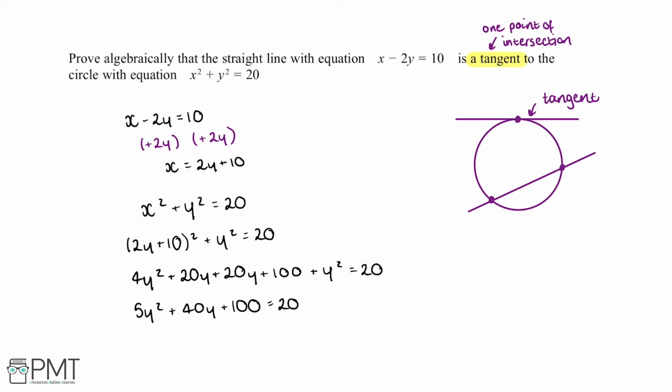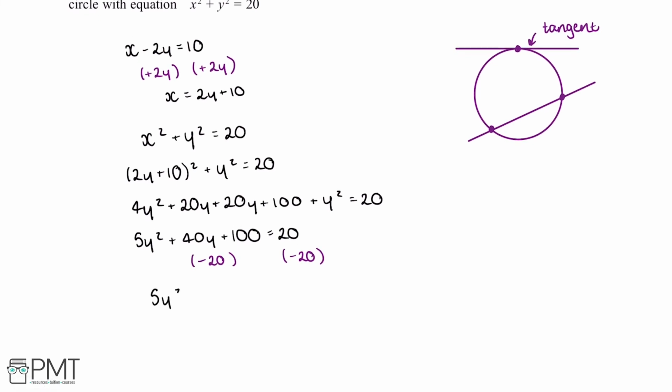So as we can see, we've formed a quadratic equation here. However, in order to solve this, we'll need to make it equal to 0. So we can minus 20 from both sides of the equation. And this gives us that 5y squared plus 40y plus 80 is equal to 0. Now there's a few different ways that we can solve this equation, such as putting it into the quadratic formula or factorising the equation. However, in order to make it easier to factorise, we can divide both sides by 5.